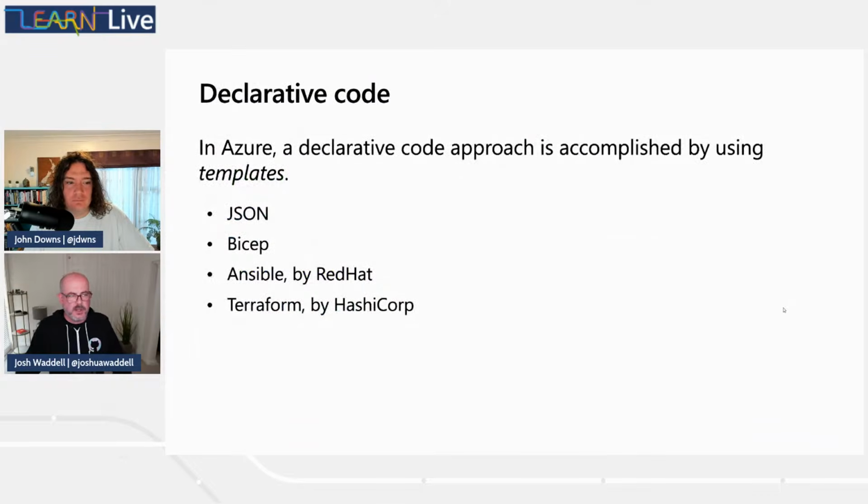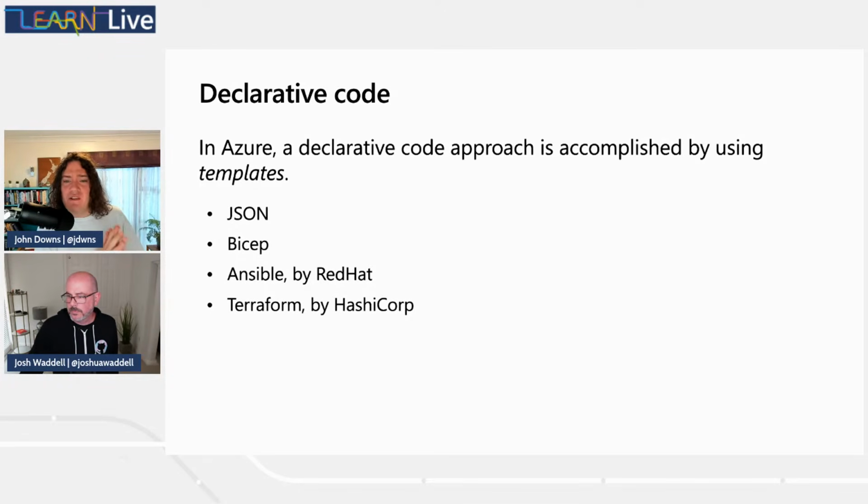All right. So declarative code. John, talk to us a little bit about declarative code. Yeah, so we kind of touched on this before, right? Instead of specifying the step-by-step instructions that you want to follow, with declarative code, you specify what you want to have happen at the end of the process. You don't care how it happens, you just want this configuration to exist. We call those files templates.